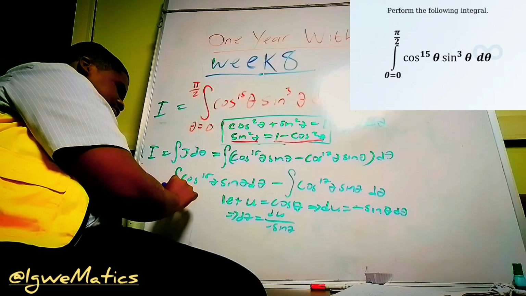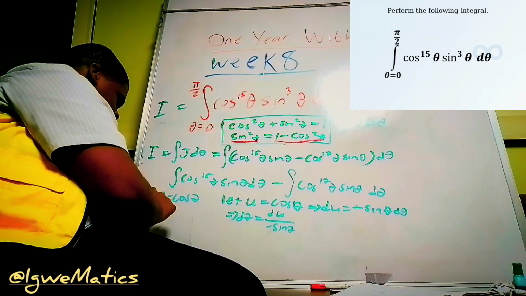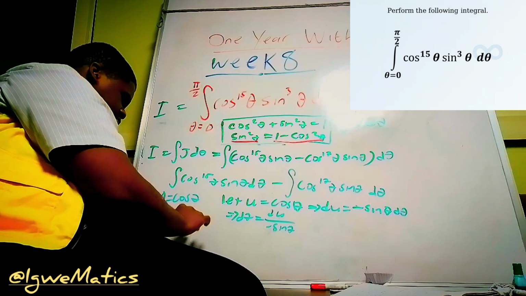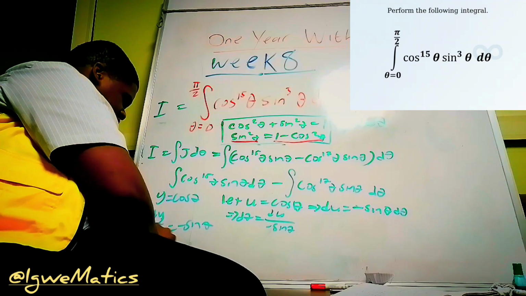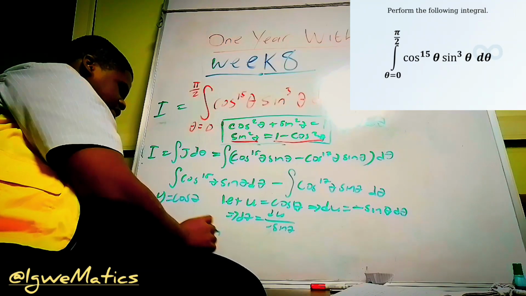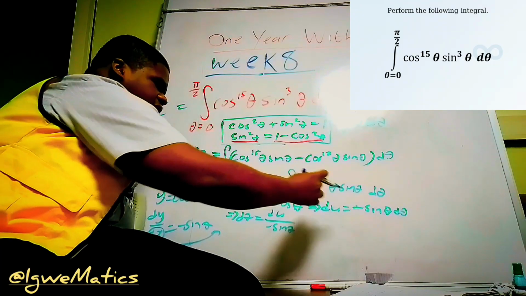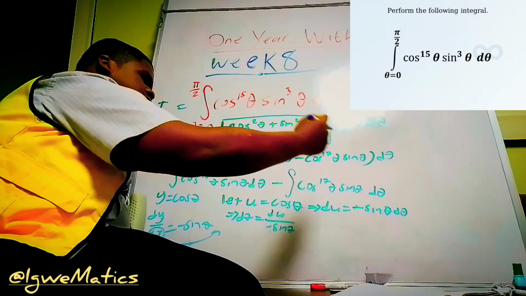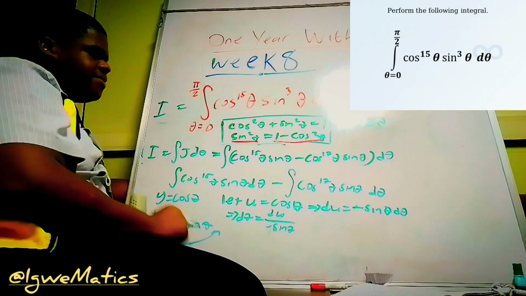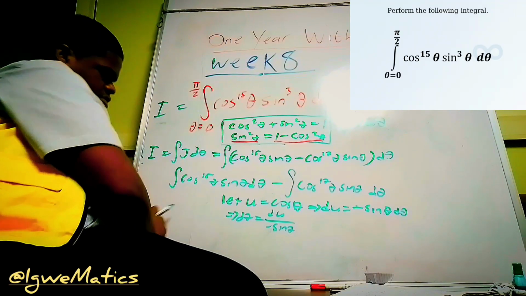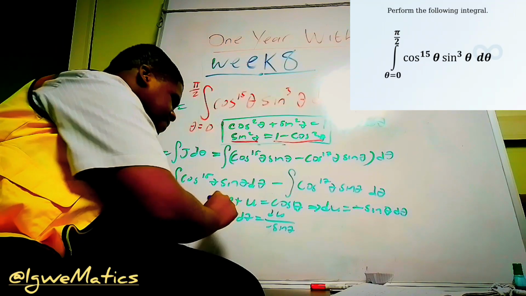Let's say you have y equal to cos theta, then you differentiate, you have dy over dx equal to minus sine theta. All I did was to multiply here by dx. That's how you got dy equal to minus sine theta dx. So in this case, we have du equal to minus sine theta d theta, because we differentiated with respect to theta.